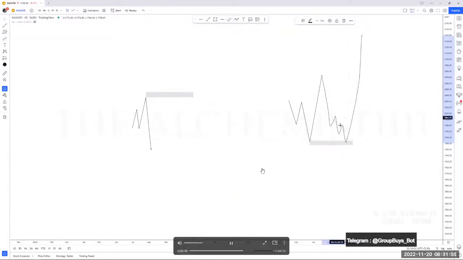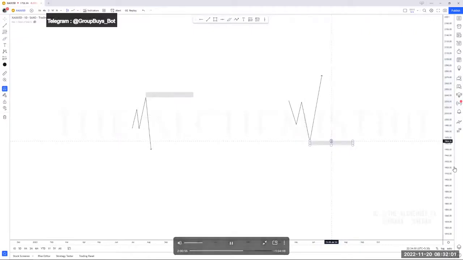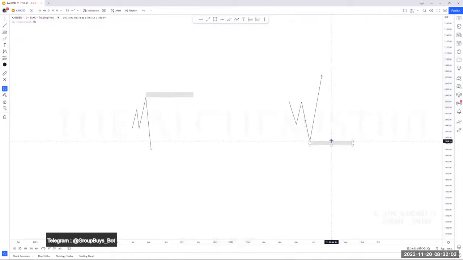Can you understand that? Which means it has to reach these zones with a consolidation, in a sideways market. It has to reach there with a sideways market.